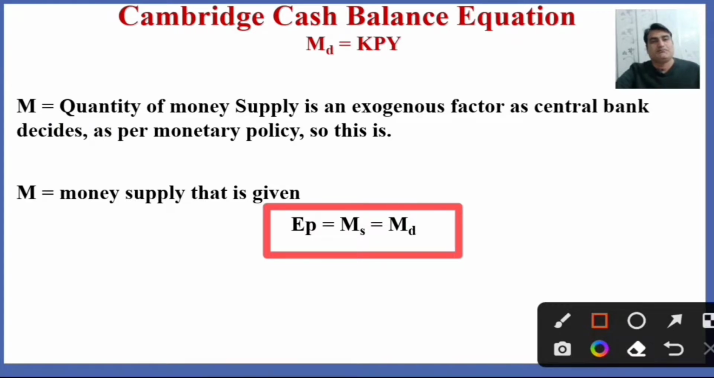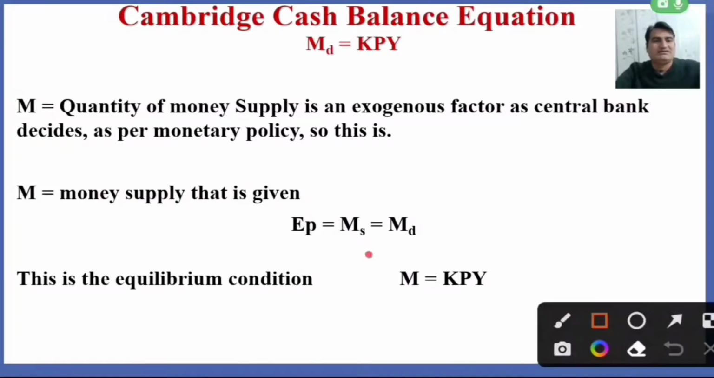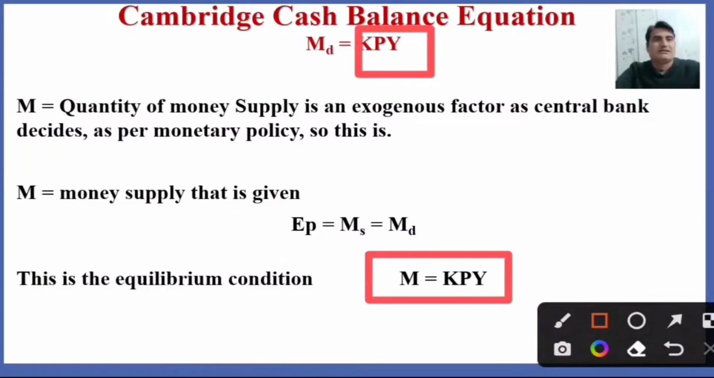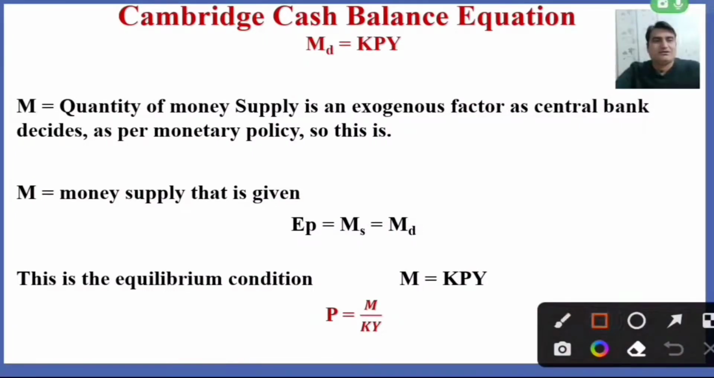Equilibrium price equation. Money supply is equal to money demand. As we know that the money demand is equal to KPY, so we can substitute KPY for MD. This is the equilibrium condition when the money supply is equal to money demand. KPY here you can see is equal to money demand. By rearranging this equation, the price is equal to M over KY.